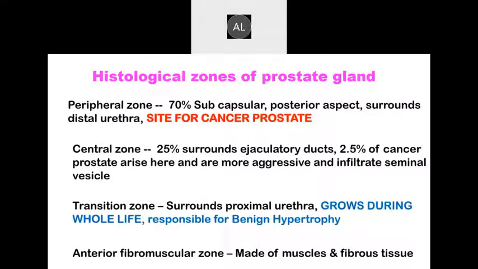So there are 4 zones of the prostate gland which are responsible for the identification of CA prostate, peripheral zone more commonly, and also from the central zone, BHP mainly from the transitional zone, and the anterior fibromuscular zone.